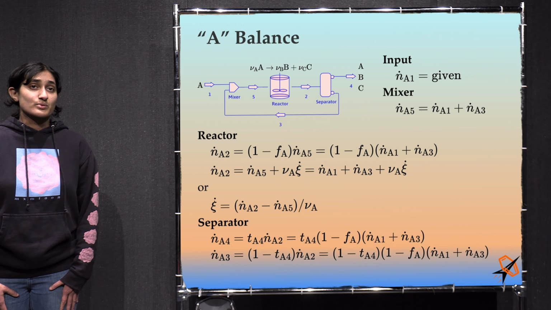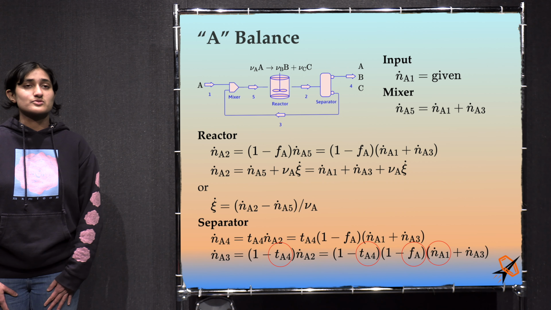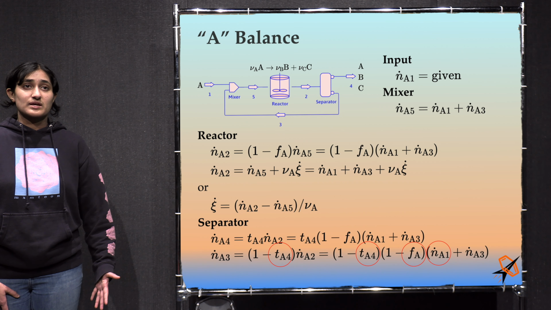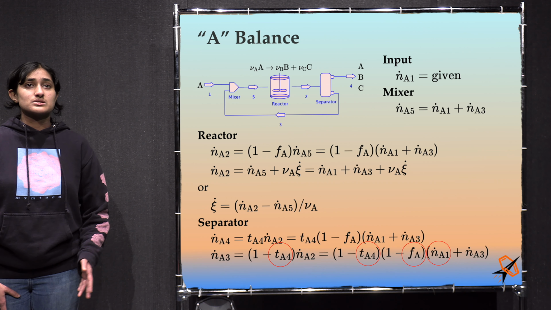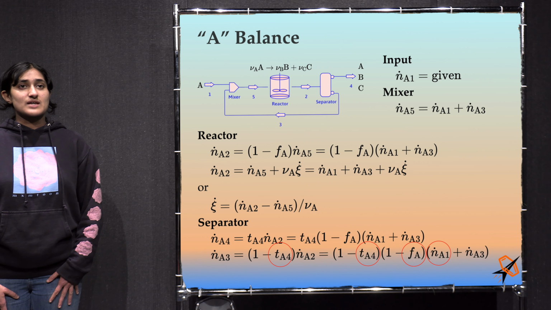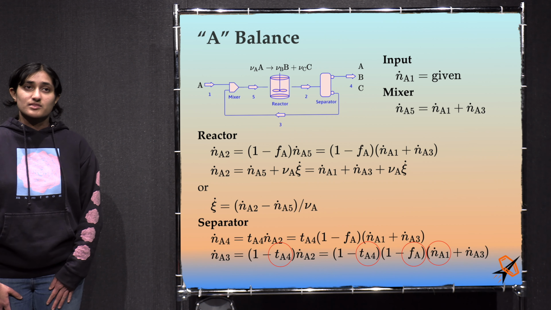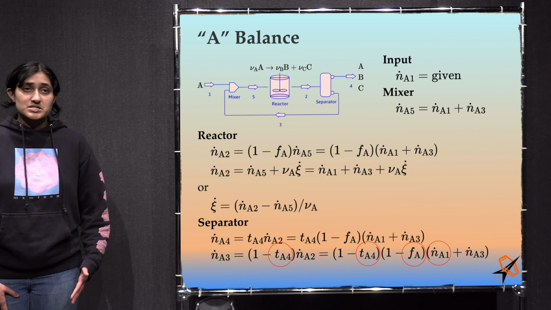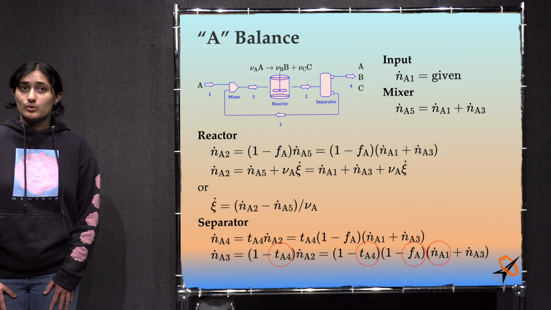The flow of A in the recycle stream, stream 3, is 1 minus the split fraction times the input from stream 2, or, substituting in from the reactor equation, which was in turn substituted into from the mixer equation, we have 1 minus the split fraction times 1 minus Fa times the sum of n.A1 and n.A3. We know the split fraction, the fractional conversion, and n.A1, so we're left with one equation and two unknowns.